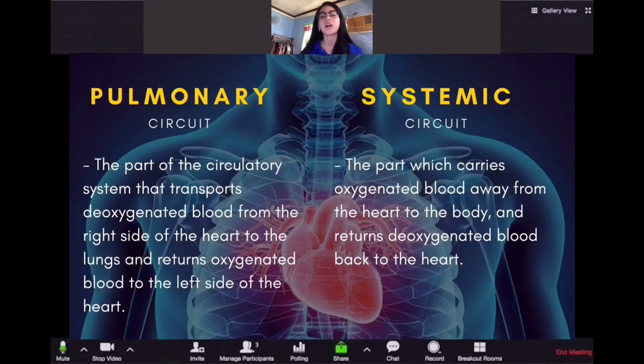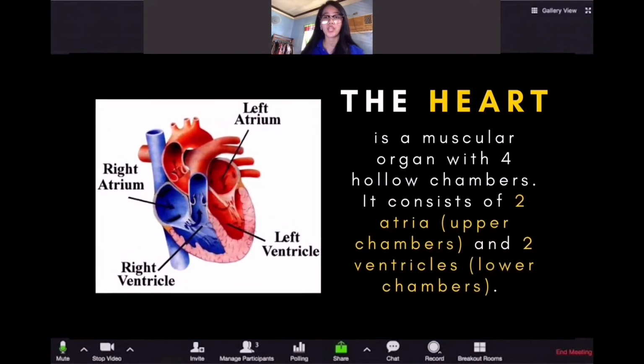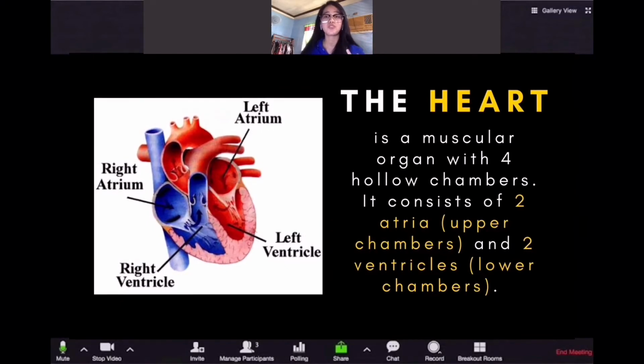Now, what makes up a heart? A heart is a muscular organ with four hollow chambers that consist of two atria, the left and the right atrium, which are located in the upper chambers, and the two ventricles, the left and the right ventricles, which are located in the lower chambers. Now, the atria are the superior receiving chambers, and they receive blood from the veins, while the ventricles are the inferior pumping chambers, and they pump blood into arteries.